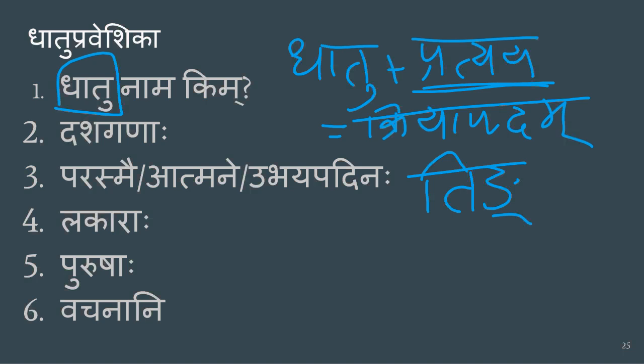The first one in Sup pratyaya starts with su, the last one ends in pa. But here in Ting, similarly, the first one starts with ti, and the last one ends with nga. So Sup pratyayas, how many Sup pratyayas are there?